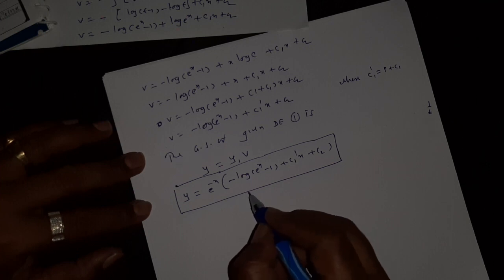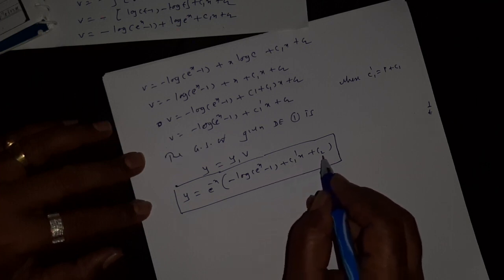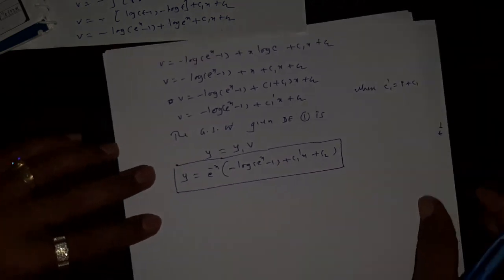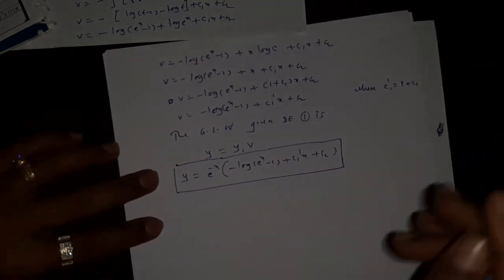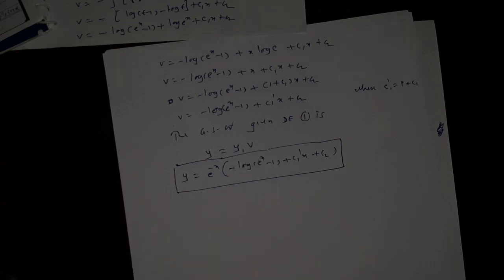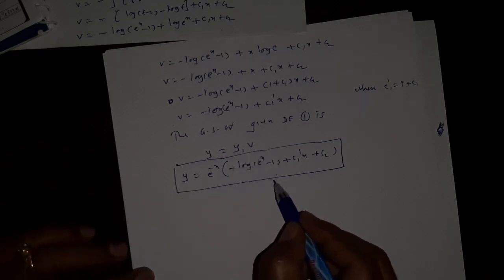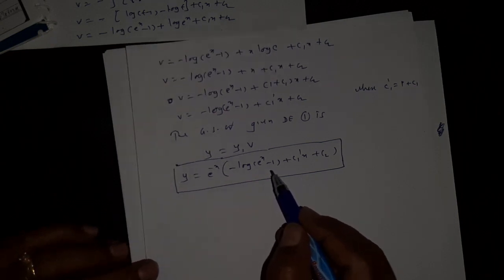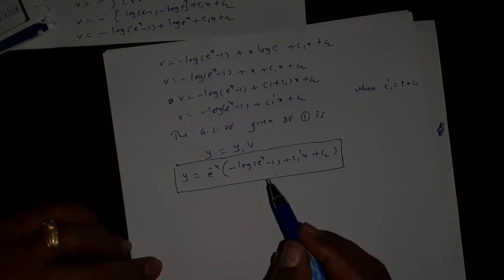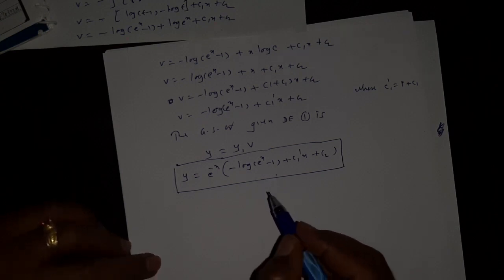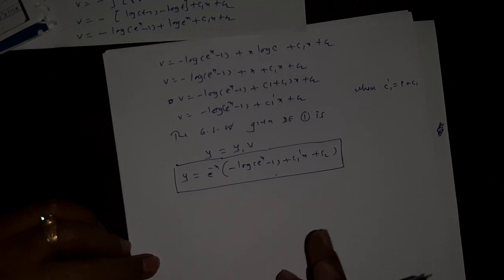This solution contains two arbitrary constants, c1 dash and c2, because the given differential equation is of order 2. That's why this general solution contains two arbitrary constants. If the given differential equation is of order 3, then it contains 3 constants. So this is the example of reduction of order.